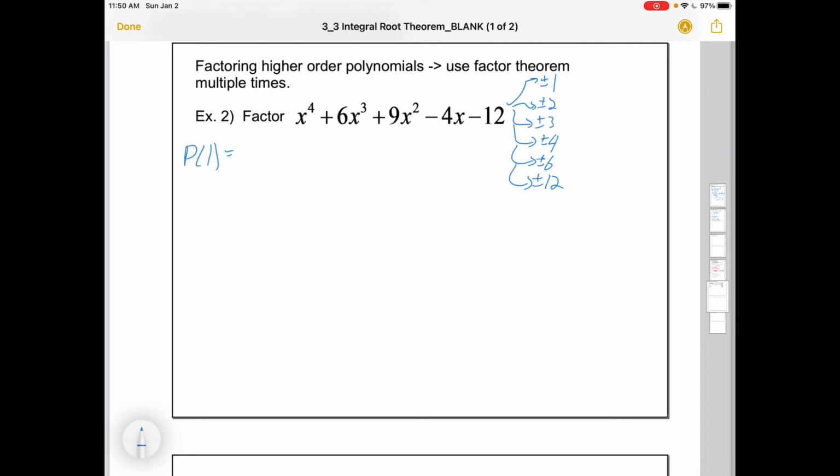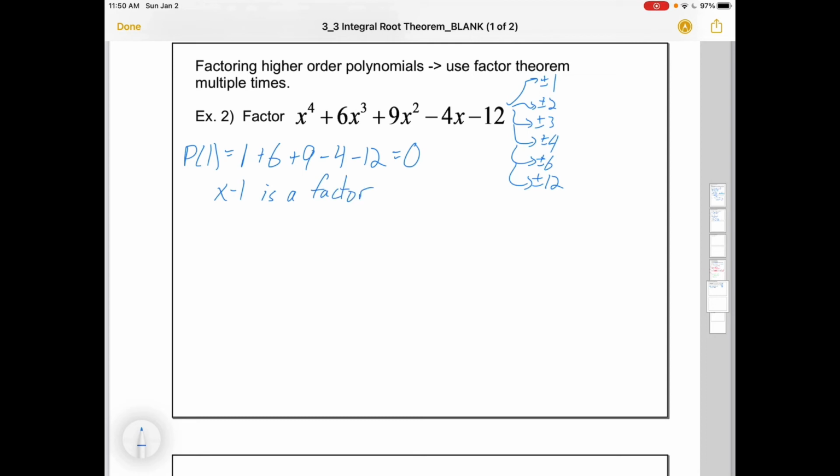And 1 is the easiest number to put in. Really, you'll just have your coefficients. 1 to the 4 is 1. 6 times 1 cubed is 6. 9 times 1 squared is 9. Minus 4 times 1, minus 12. Let's see. Oh my gosh. Equals 0. Just like that. We found one. x minus 1 is a factor.